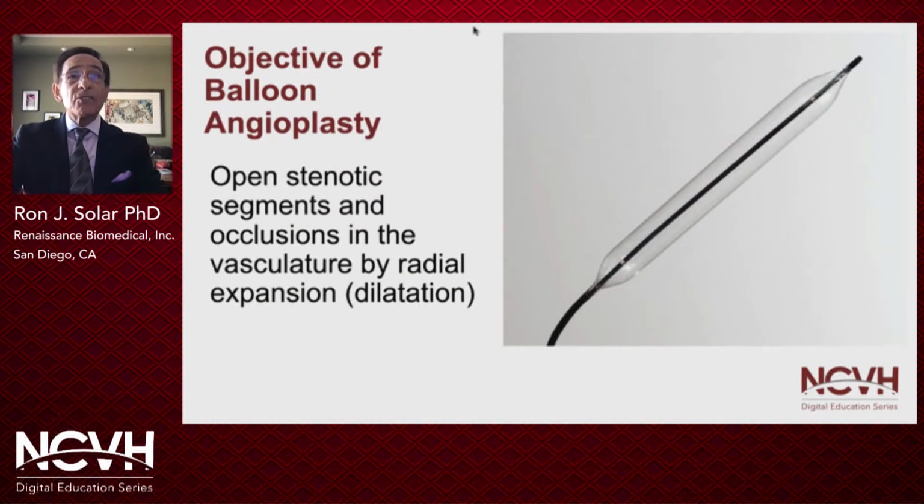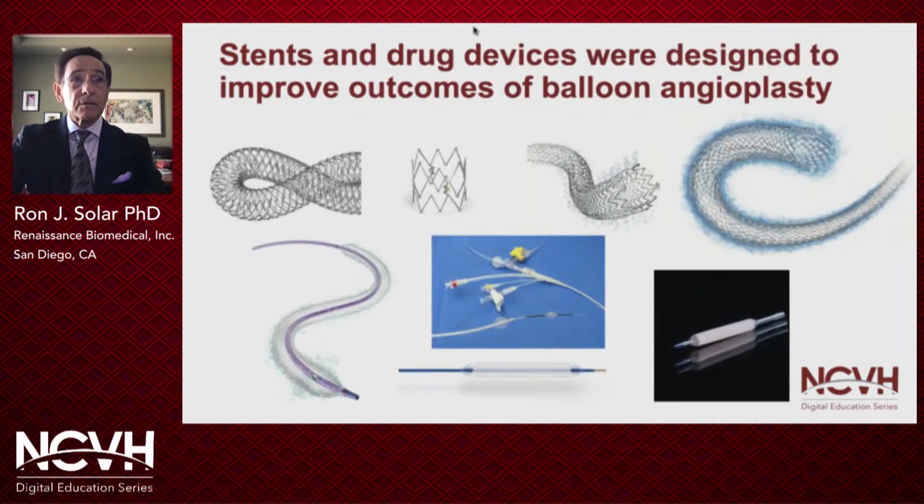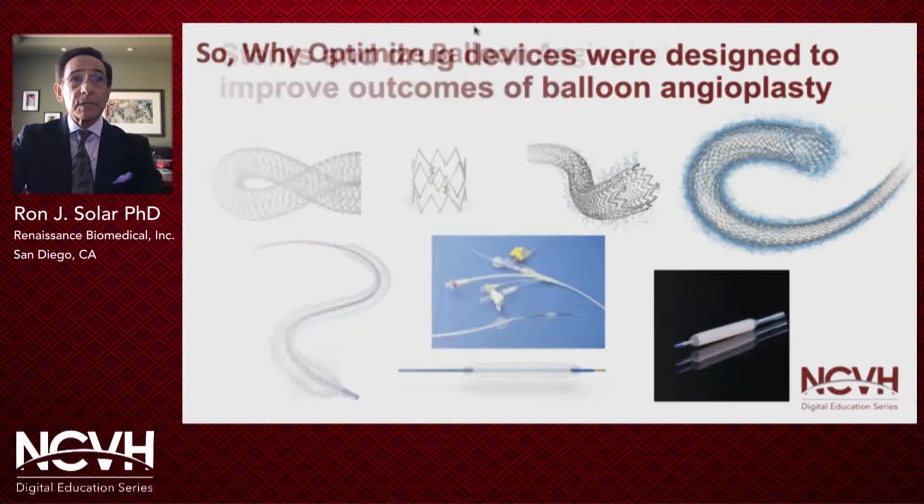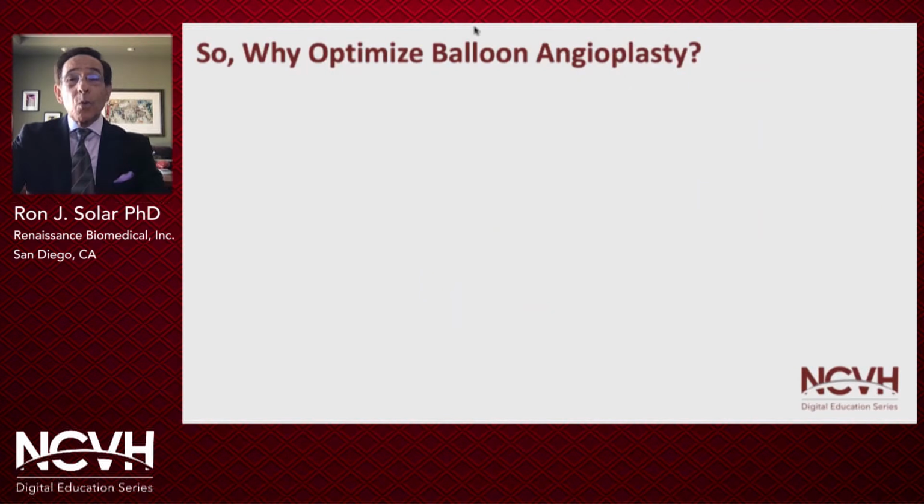And for 40 years now, balloon angioplasty has been used to open stenotic and occluded segments in the vasculature. Stents and drug devices were designed to improve outcomes of balloon angioplasty. So then, why do we need to optimize this?